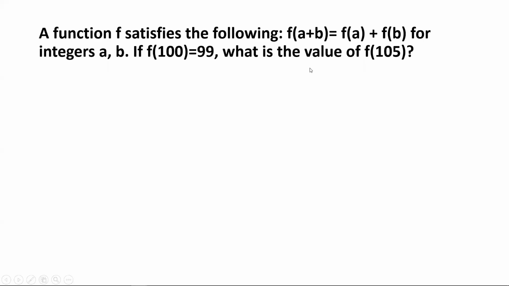A function f satisfies the following relationship. f(a + b) is equal to f(a) + f(b) for integers a and b. If f(100) is equal to 99, what is the value of f(105)?